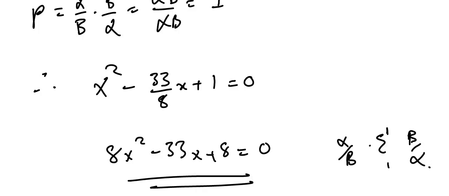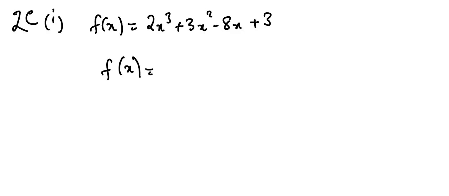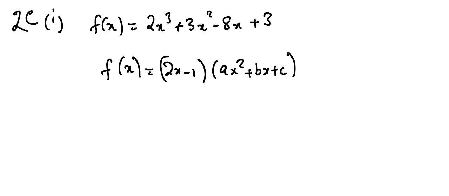So that's what you have. Then the last question is on polynomials. They've given us a polynomial and they want us to put it in a form. So there's a polynomial, 2c1. They're saying there's a polynomial expression here, 2x cubed plus 3x squared minus 8x, then plus 3. They're saying we put it in the form f of x is equal to 2x minus 1, then we are having what? Ax squared, then plus bx, then plus c. So that we tell them the constants a, b, and c.